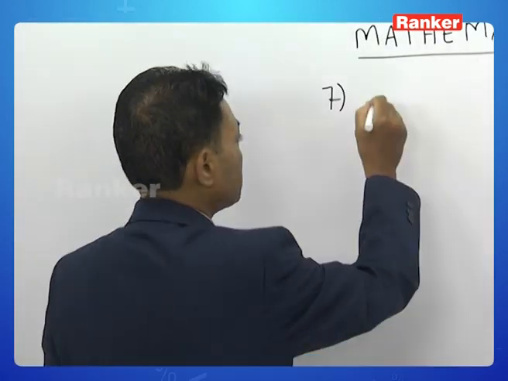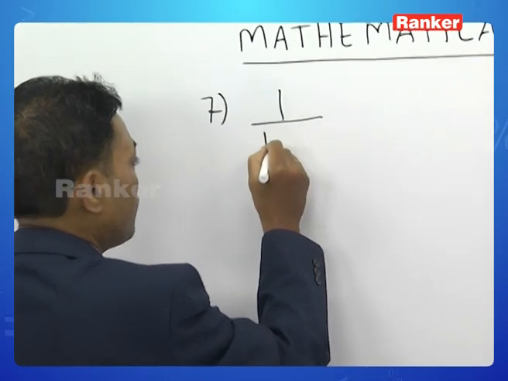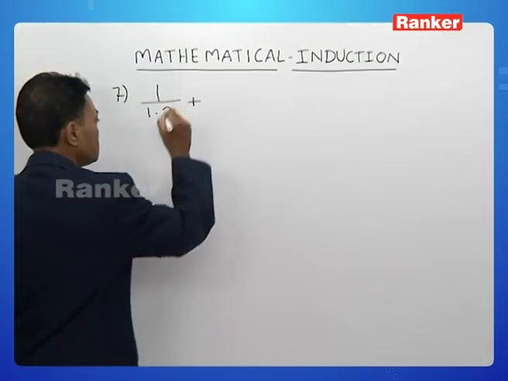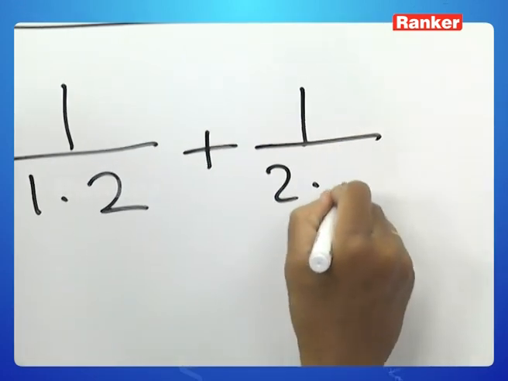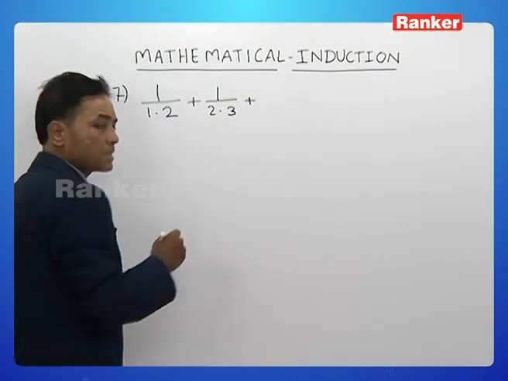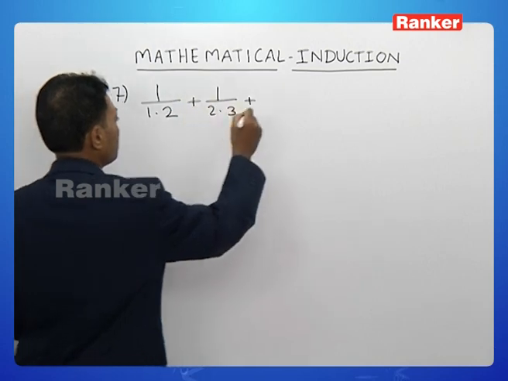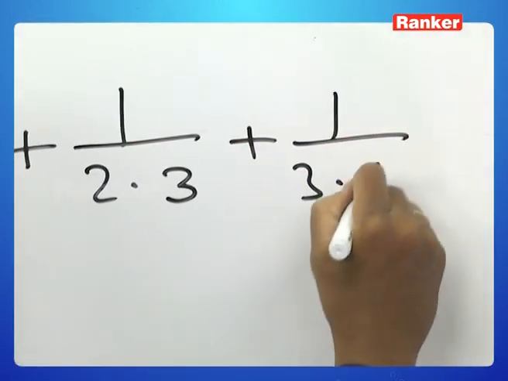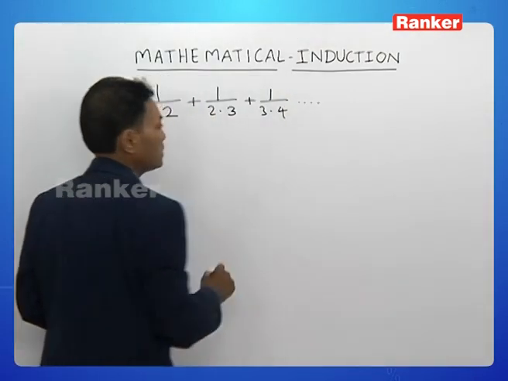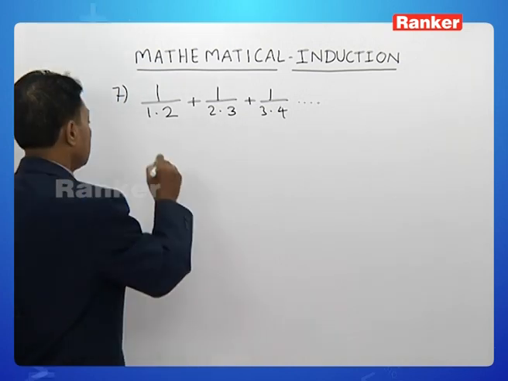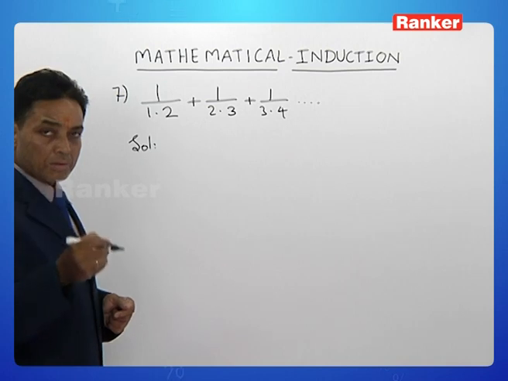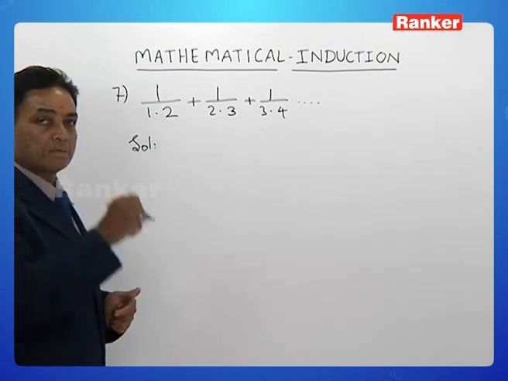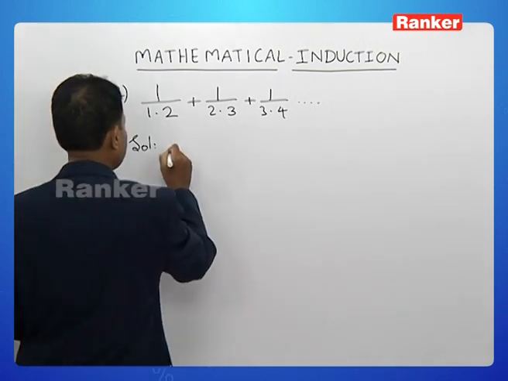Let us see what is the right answer and right option for question number 7. So, I am writing the question here. 1 by 1 into 2, plus 1 by 2 into 3, plus 1 by 3 into 4, and so on. The nth term is not there. Now, first of all we find out the nth term, and after that, applying sigma, we get Sn, the sum of n terms. So, first I am writing the nth term.